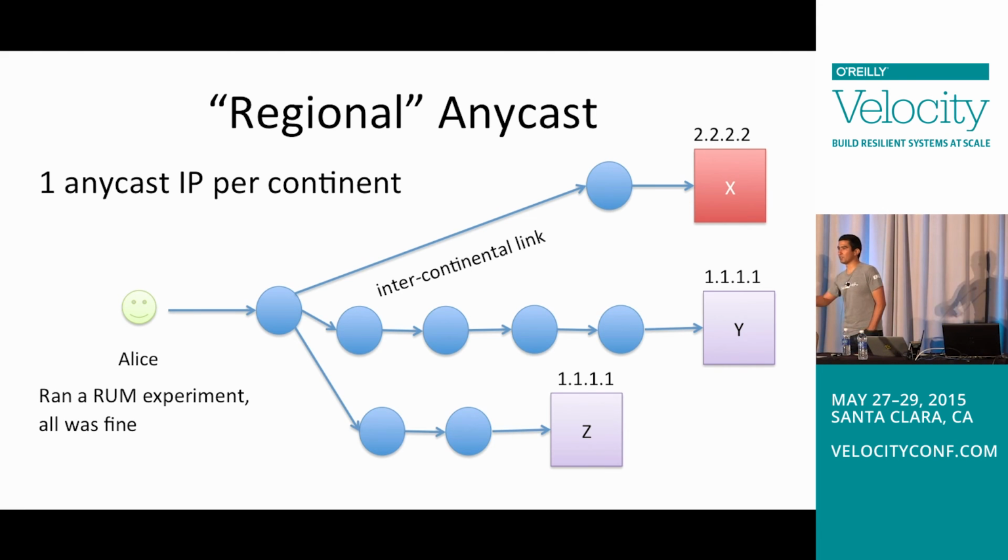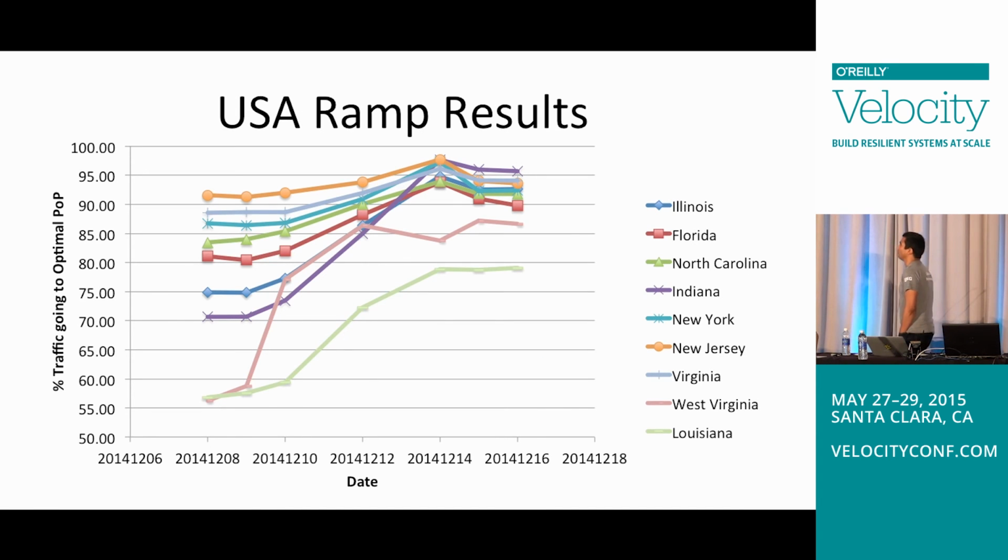We ran the similar RUM experiment, ac.perf, with this different configuration, and everything was better. Everything was good. Right? Here are some results. In December last year, we did this ramp in USA. Y-axis is the percentage of traffic going to the optimal POP. X-axis is just a date, and different lines are different states in US. As you can see, towards the right, everything goes up. All the states have better POP assignment, better percentage of optimal POP assignment using Anycast when we use the regional Anycast solution.